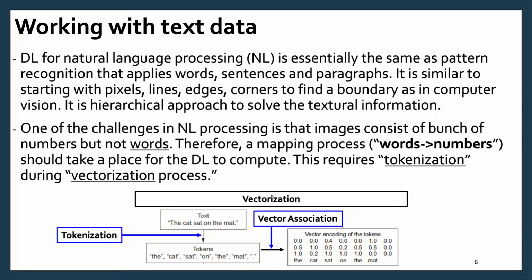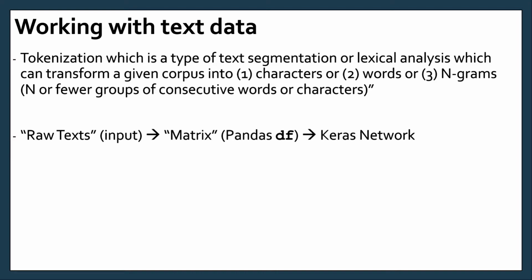So if you have the text, the cat sat on the mat, you can create the tokens, meaning what are the words. We have the, cat, sat, on, the, mat, right? Then we want to do a vector association, and for the first word, we have 0, 0.0, 0.5, and 1.0, right? So each of them would have this vector, this series of numbers. For cat, we have 0, 0.0, 1.0, and 0.2, and so on and so forth. So tokenization is a type of text segmentation or lexical analysis which can transform a given body of text into characters, words, or n-grams. When we say n-grams, it means a number of words or items, right?